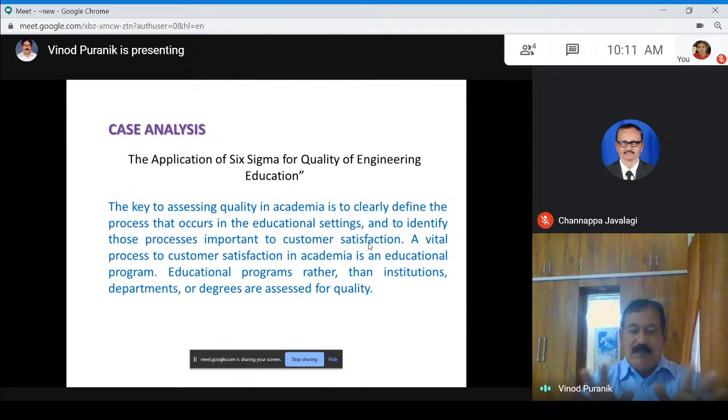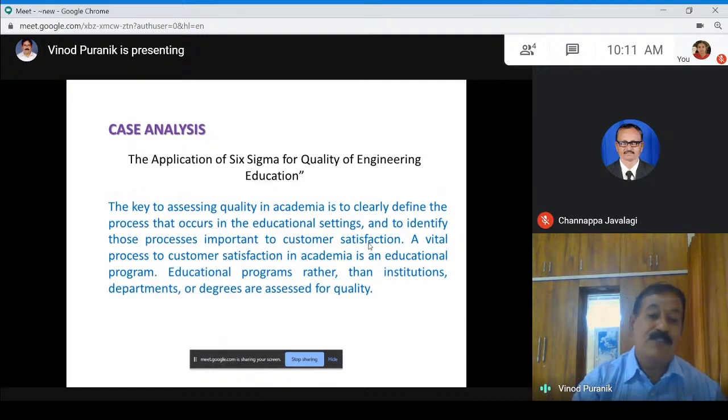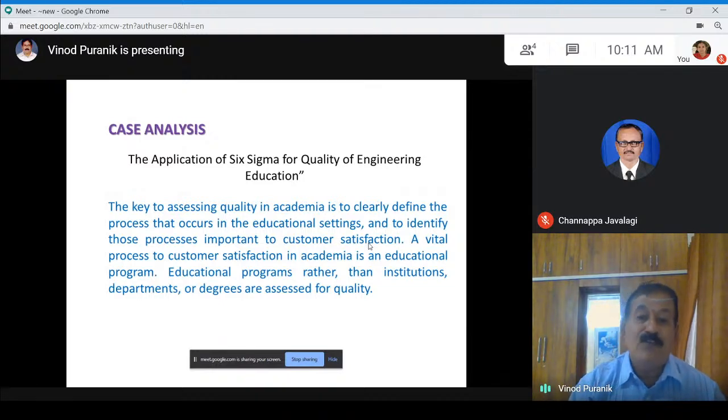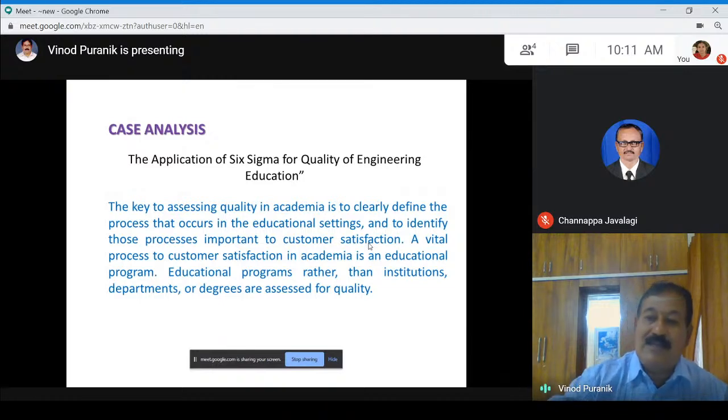My case analysis is the application of Six Sigma for quality of engineering education. I just want to read it. It's very important how you define the problems. The key to assessing quality in academia is to clarify and define the processes that occur in educational settings, and to identify those processes important to customer satisfaction. Of course, there is customer satisfaction; let us look at it at a later stage.